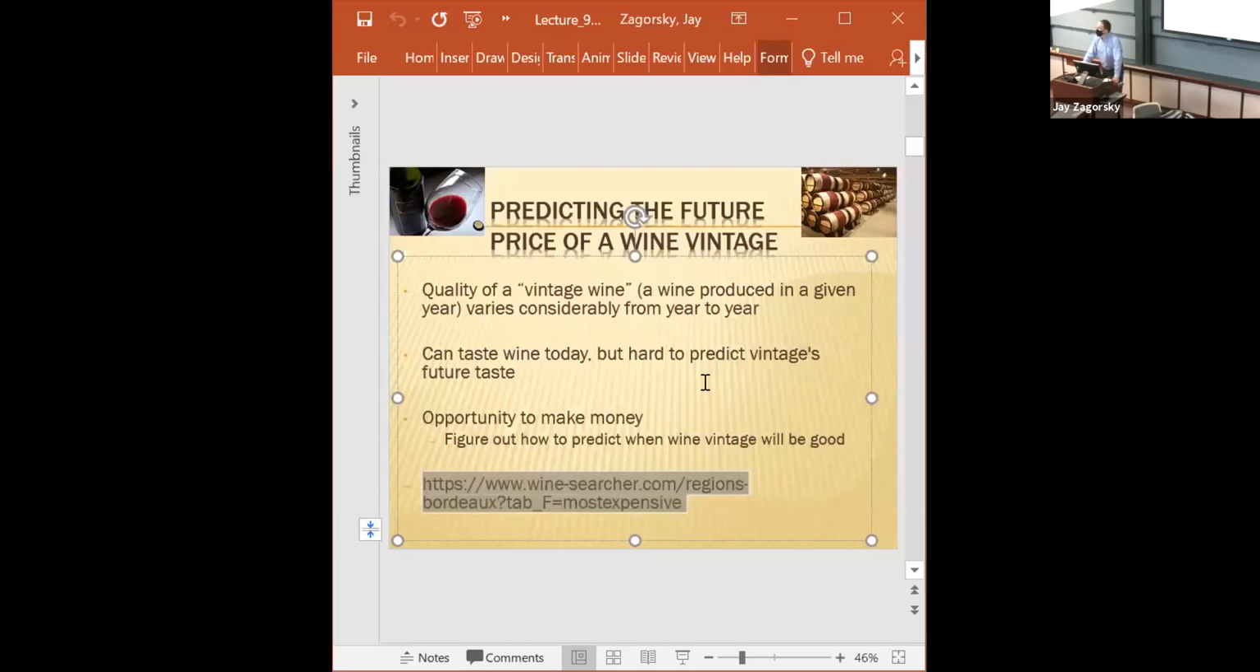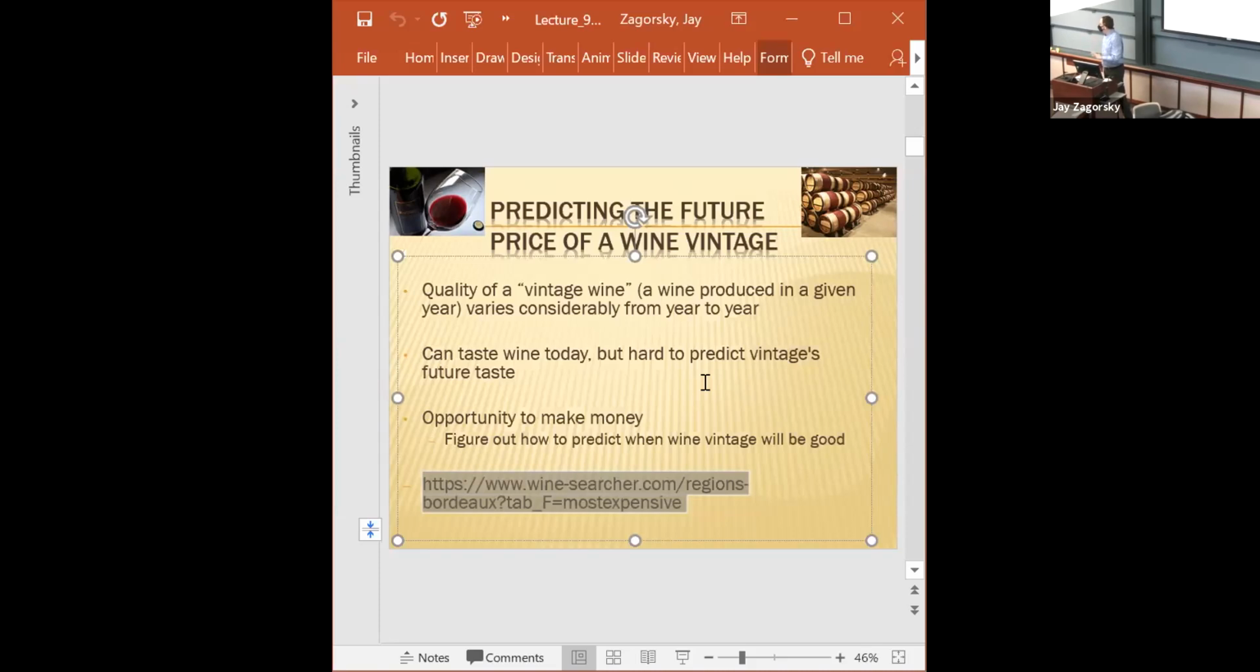So the question is, can you predict which wine is going to be great? Why? Because people in Bordeaux sell wine futures. What is a wine future? I could right now buy the ability to buy the 2021 harvest. No one's tasted it, it hasn't even been planted yet, but I can buy on the future. I can say I want 50 cases of the 2021.